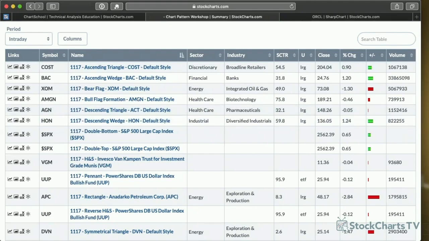Okay, where did my cursor go? That's weird. All right, so I'm going to look at just a few of these because we just don't have time. A lot of the ones we see typically are these flags. So we're going to look at a flag. Here's a bull flag formation. Let's go ahead and look at that.